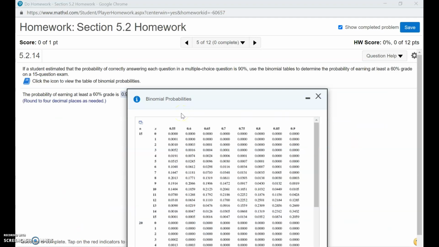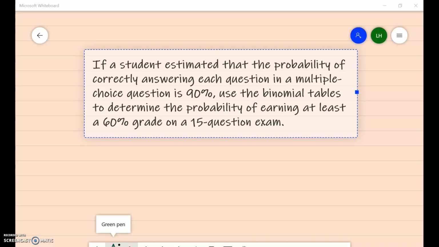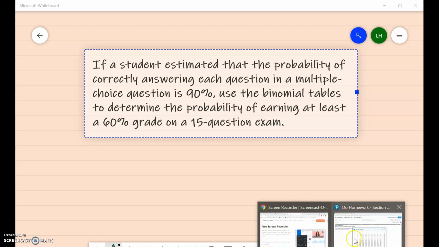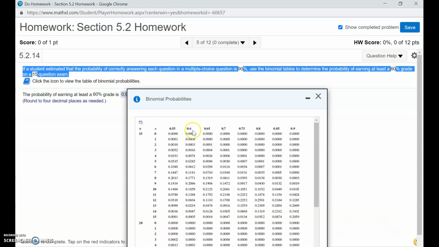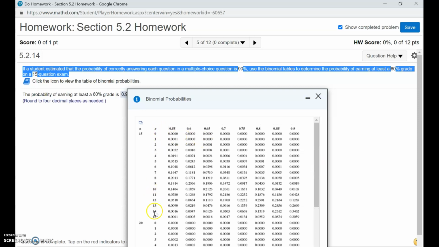So this requires a little bit more work because, first of all, we know that N is 15 because it's a 15 question quiz. And I'm going to copy this over on the board so we can really look at what information we have and what information we need. Okay, so when you're looking at a table, you have to know N, you have to know P, and you have to know X. X goes down, P goes across, and N goes down as well. So let's identify all of those.